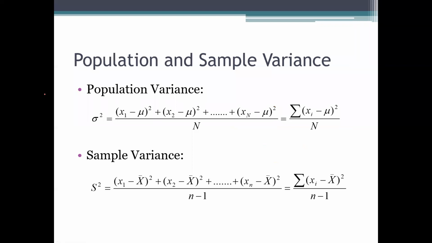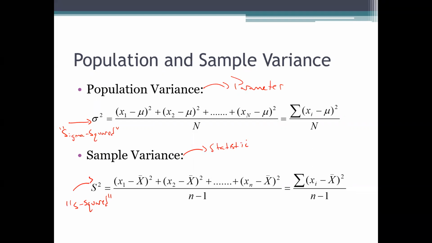This is the population variance. It's given by this notation right here. This is the Greek letter sigma, so this is called sigma squared. This is the population variance, and it is a parameter because it comes from complete information. And then we denote the sample variance, which is read as S squared. The sample variance is a statistic. These formulas look a little crazy, but they're actually not too bad at all.